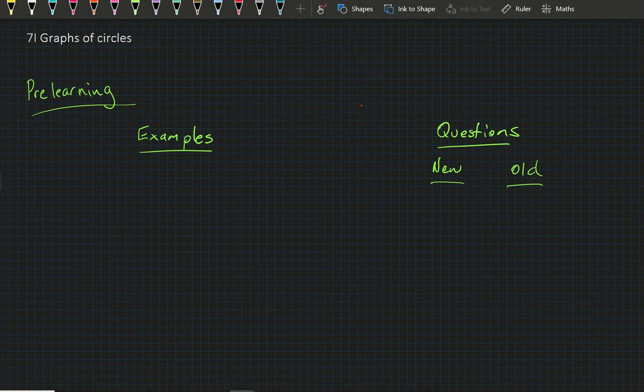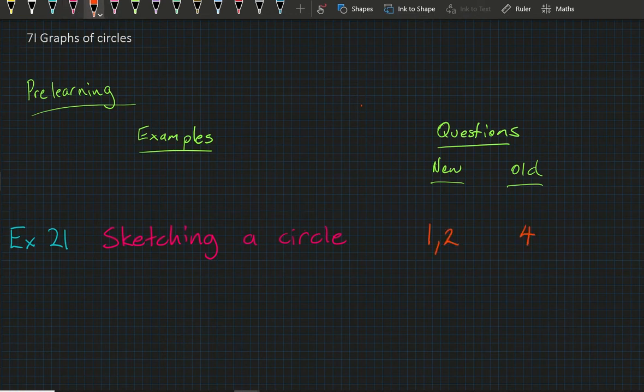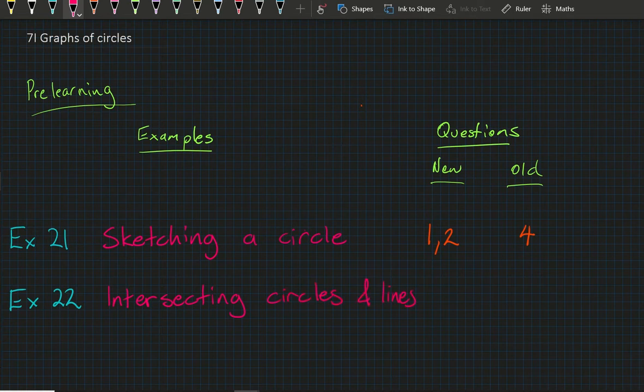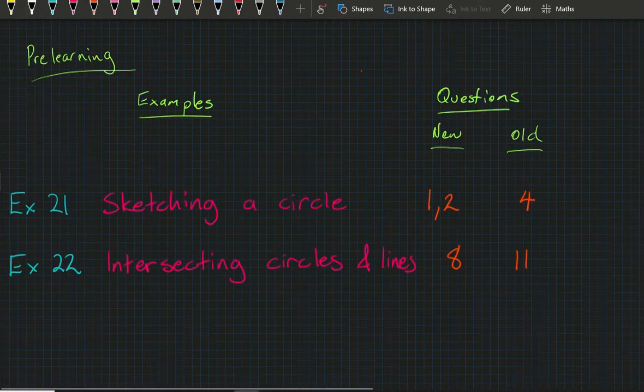And in this lesson, your examples and pre-learning will be example 21, sketching a circle. Your pre-learning for this example will be questions 1 and 2 in the new book and question 4 in the old book. And the other example is example 22, intersecting circles and lines. Your pre-learning for this example is question 8 in the new book or question 11 in the old book.